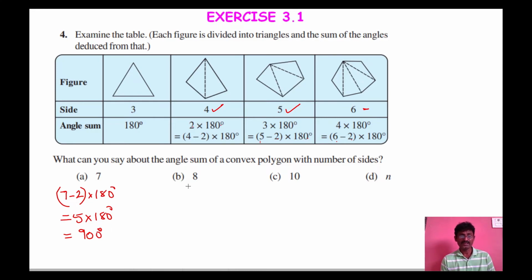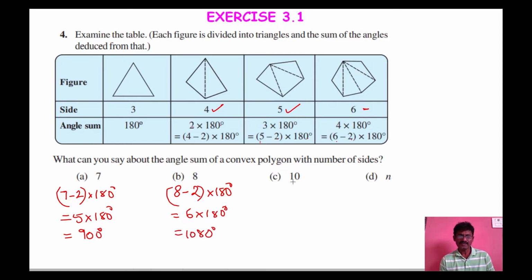Next we see B. Number of sides equal to 8. So the sum of angles will be 8 minus 2 times 180 degrees. This is equal to 8 minus 2, which means 6. So 6 times 180 degrees, which is equal to 1080 degrees.